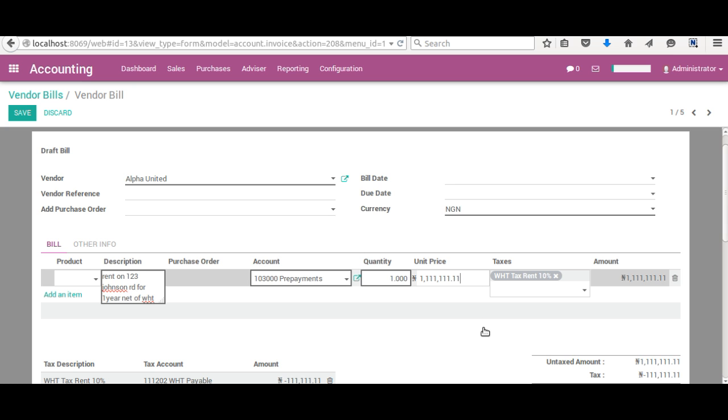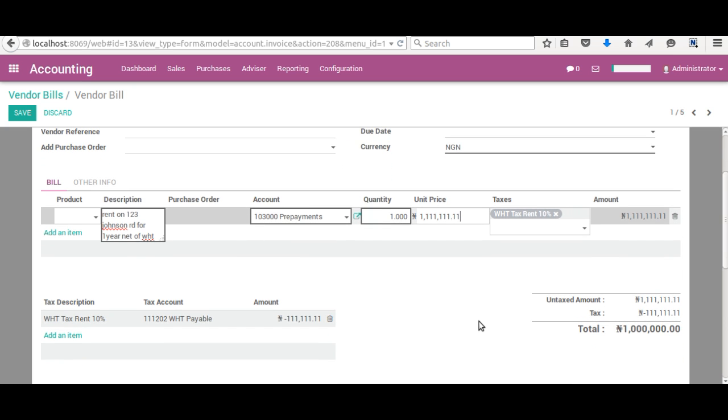Now, the example we're looking at is a situation where the landlord is demanding 1 million naira as net rent payable.